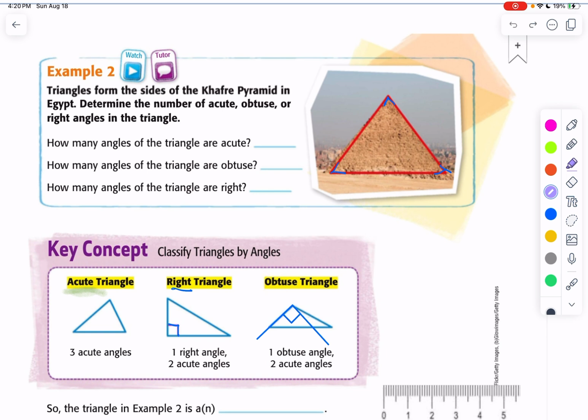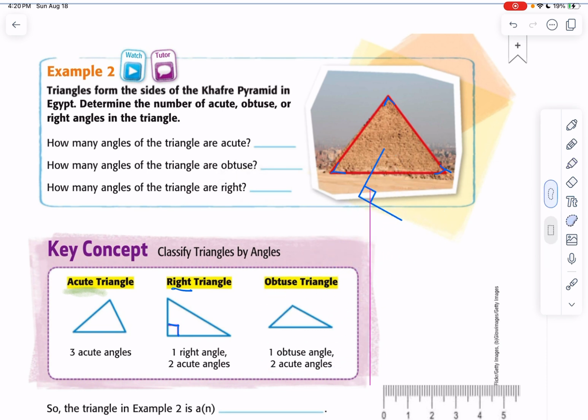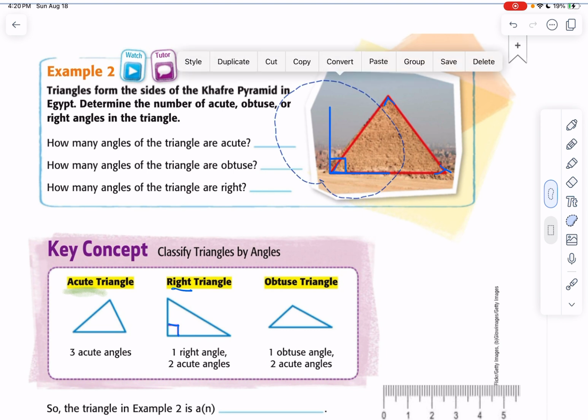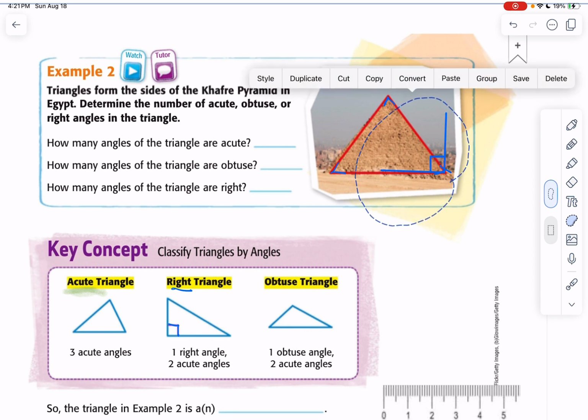So let's check out the pyramid up here. I'm going to move my little sheet of paper up here. Okay. This one is less than the corner of a sheet of paper, less than a right triangle, so it's acute. Let's try this one. That one is also acute. And that one is acute. They're all less than 90 degrees.